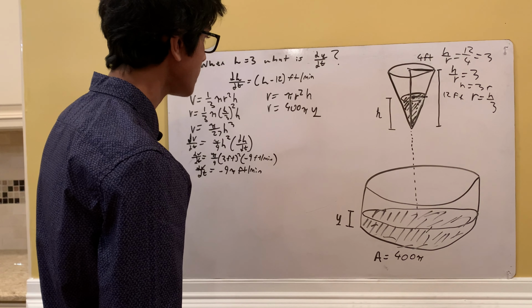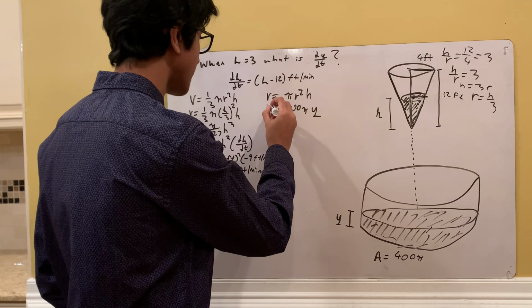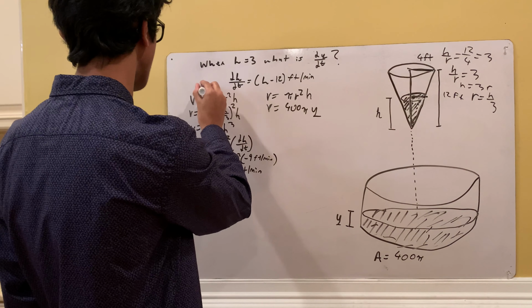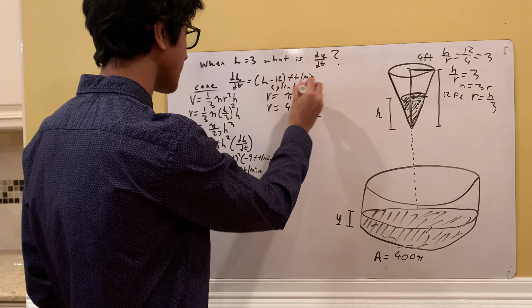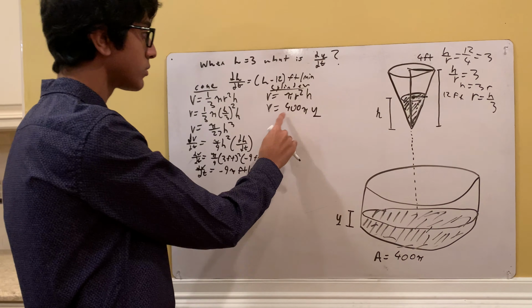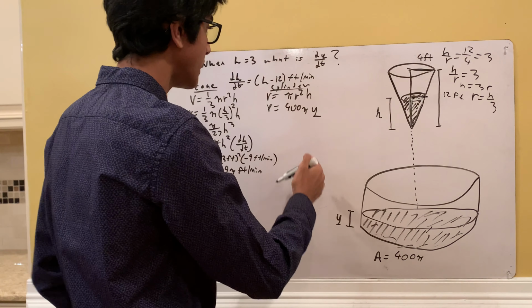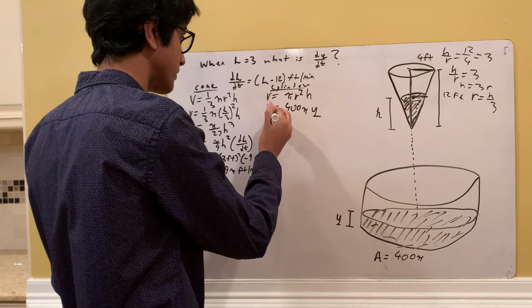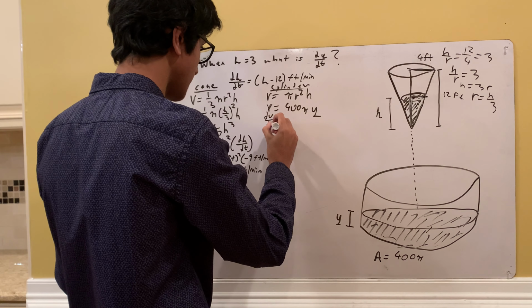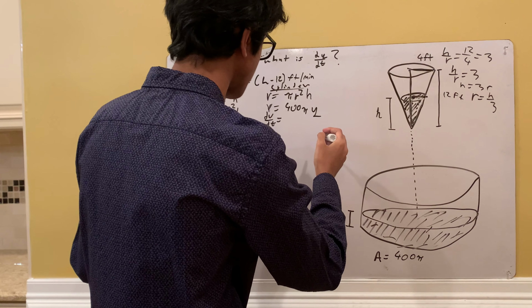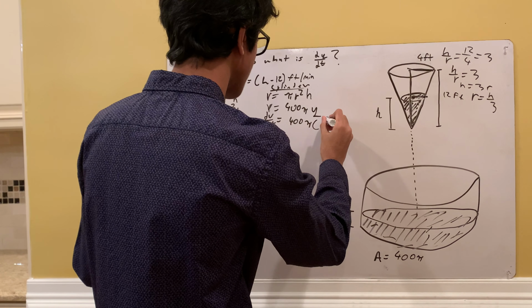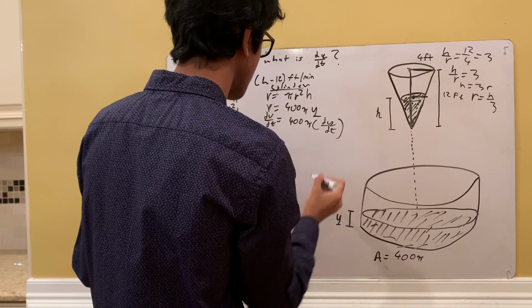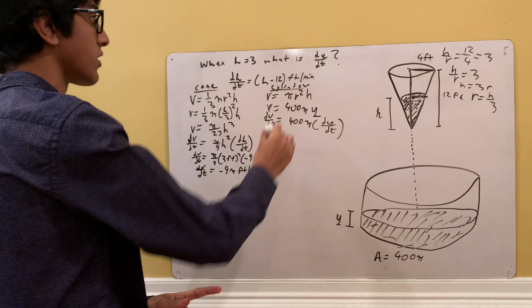Okay, and now we can differentiate this function. Just to make it clear, this is working with the cone, and this is working with the cylinder. So we have v is equal to 400 pi times y. Let's find the derivative of both sides. The derivative of v is dv over dt, equal to 400 pi dy over dt. We're heading in the right direction because we want dy over dt.